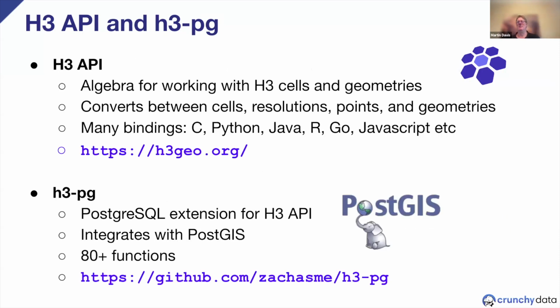But luckily that H3 API is widely available now. There's lots of different bindings to languages. It's available on lots of platforms such as Postgres, DuckDB, Snowflake, et cetera. For Postgres, there's an extension called H3PG, which is a Postgres extension with more than 80 functions. And it's well integrated with PostGIS.